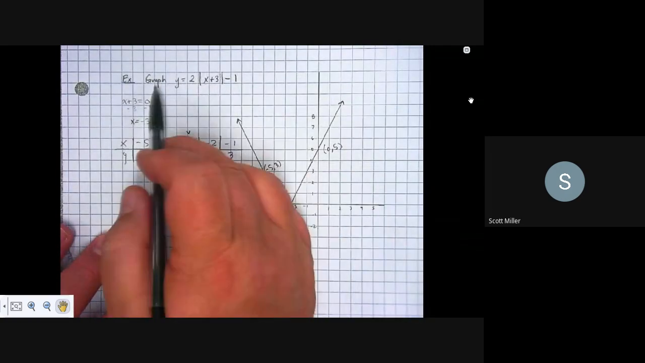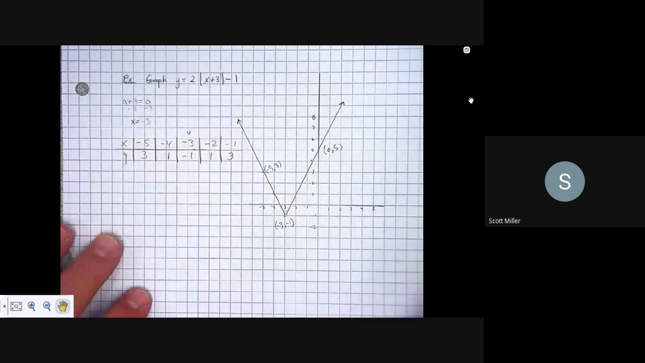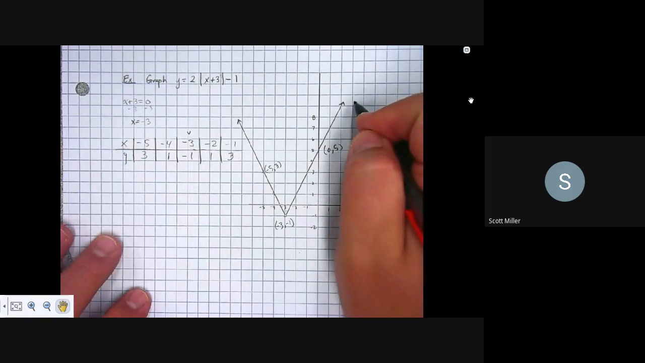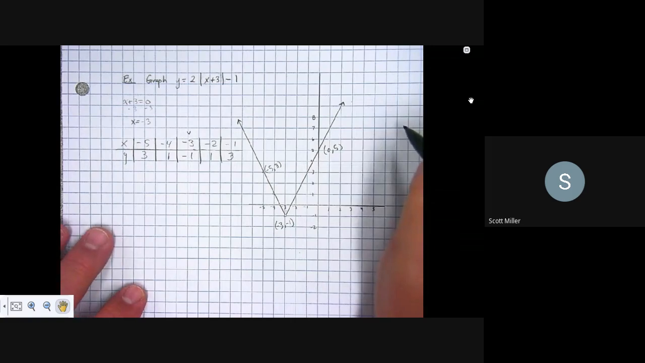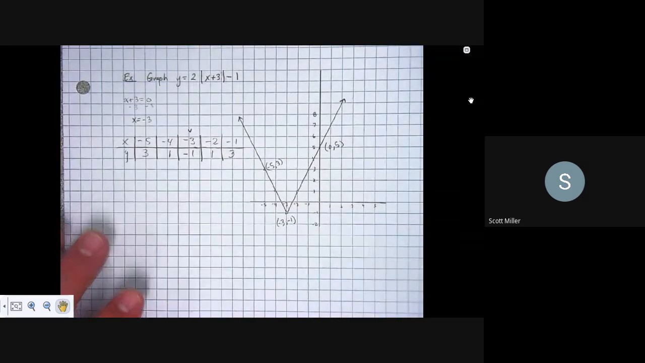If I had my equation on one paper and my graph on another paper, I definitely want to make sure that I put the equation that I graphed right up here at the corner. Okay, so this graph here would be done. That's how you graph an absolute value equation.